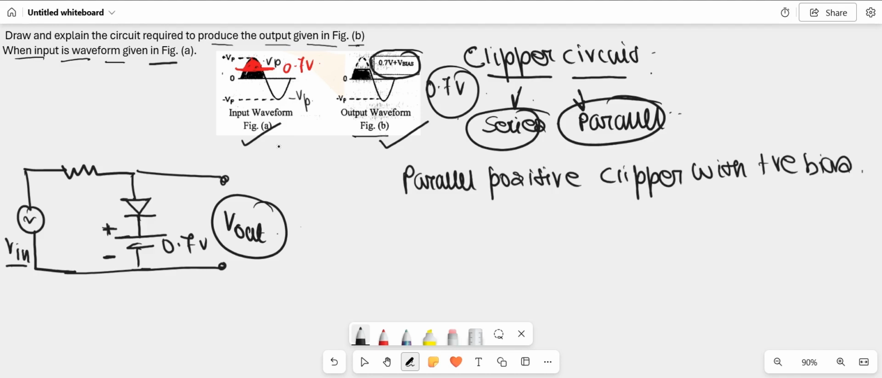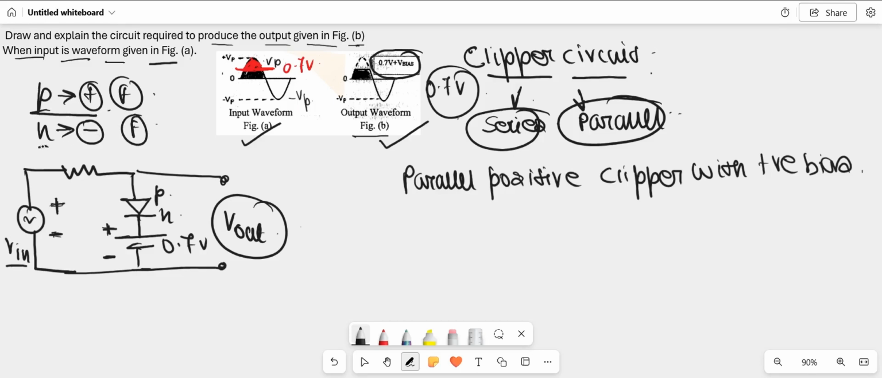Now, how does this circuit work? This is the AC power supply, so it has two half cycles, one positive and one negative. Considering the positive half cycle, this is positive and this is negative. The diode has two sides, P and N. If P is connected to the positive terminal and N is connected to the negative terminal, the diode will be forward biased. If the reverse situation arises, with P connected to the negative terminal and N to the positive terminal, the diode will be reverse biased.